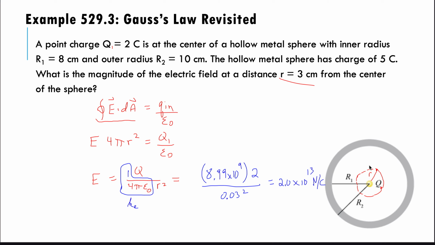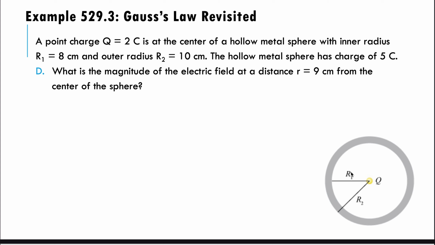And for this one, we want to find the electric field at a distance of 9 centimeters from the center of the sphere. R1 is 8 and R2 is 10, so 9 centimeters puts us in between. We want to find the electric field here. So we said we're going to create a Gaussian surface that has a radius equal to that distance at which we're trying to find the field, that r.